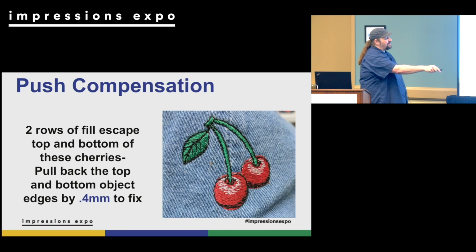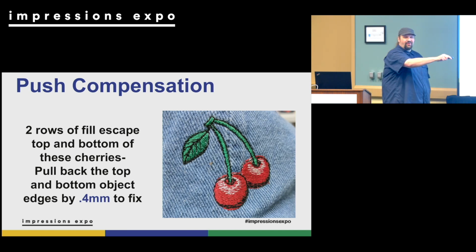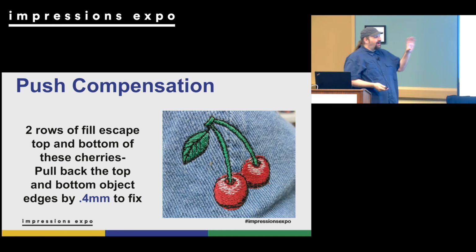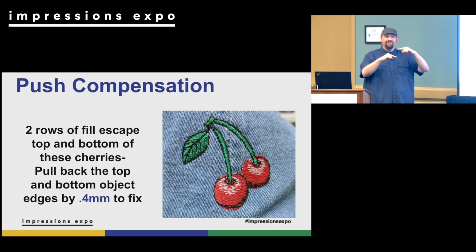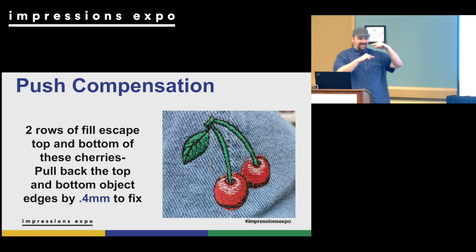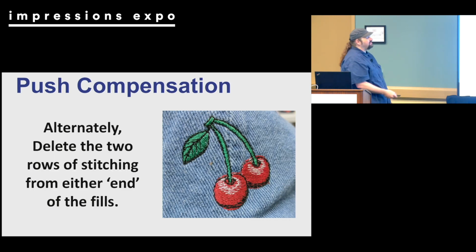Once these are going up and down like that, I'm like, all right, I need just about 0.4 millimeters to fix that. I can grab the points that are at the top of the cherries and drag them further inside the line than it looks like they should be. On the actual file, I'll see a gap. But once it sews, I know that that push is going to close that gap for me. But the other thing I can do is just delete those 2 rows.